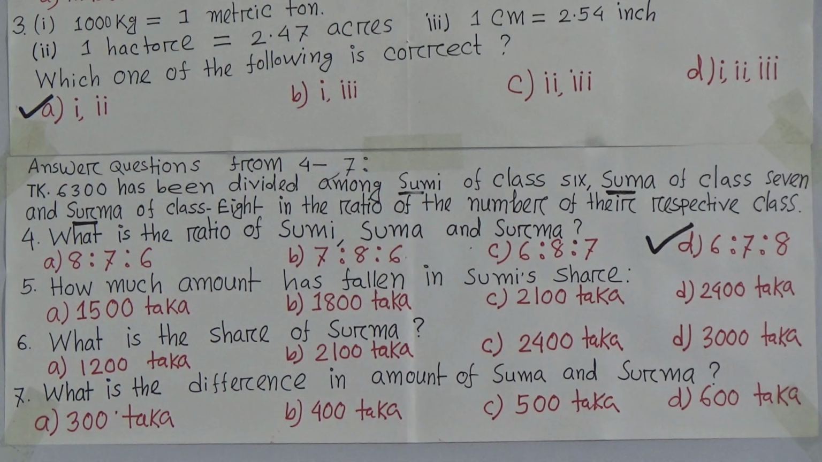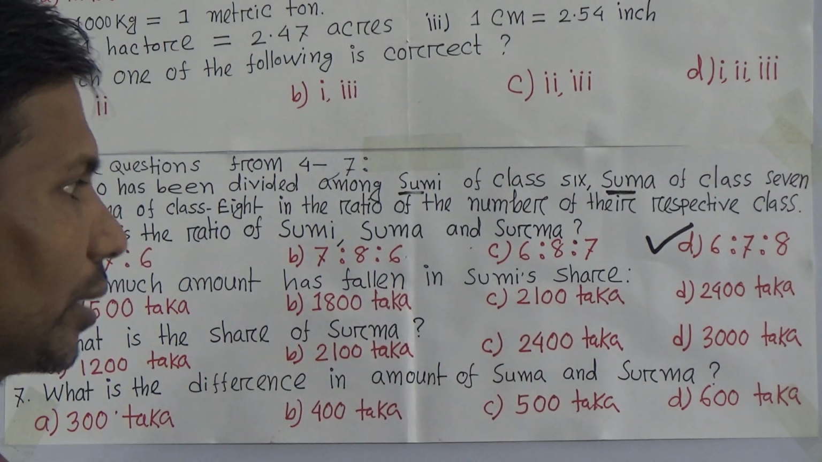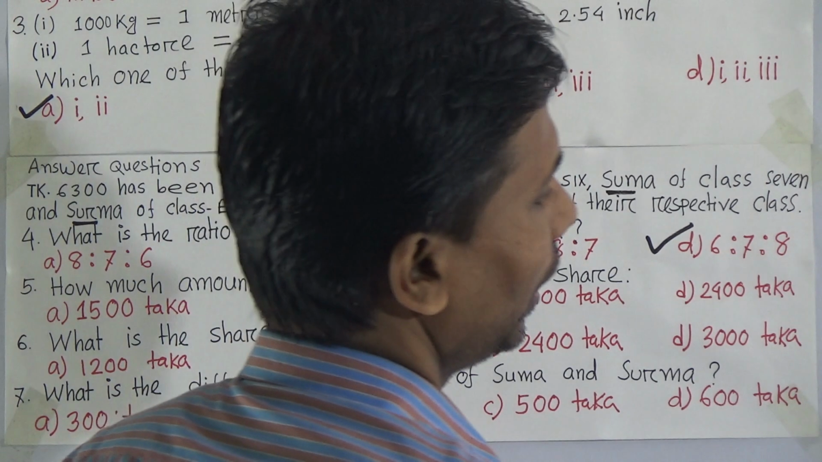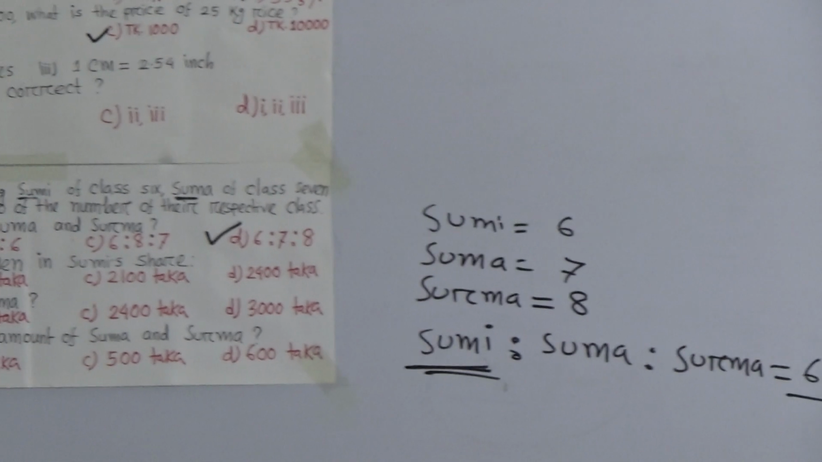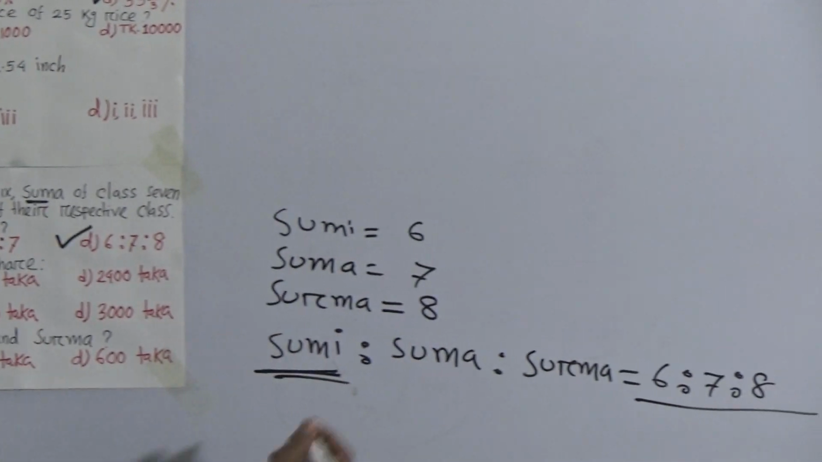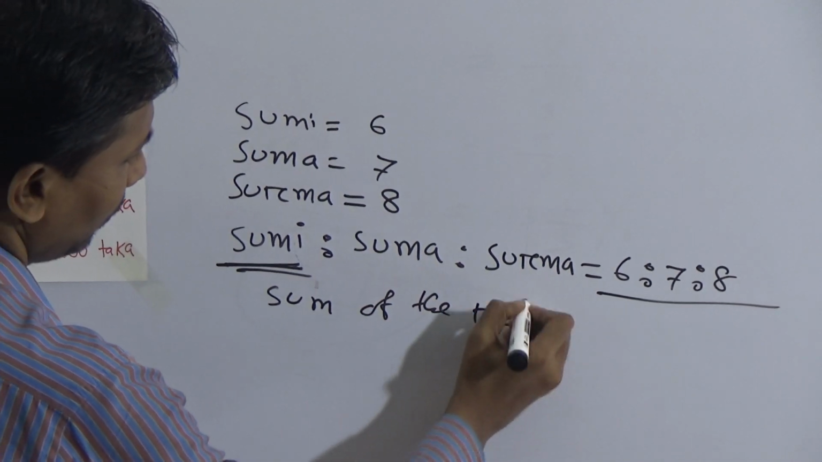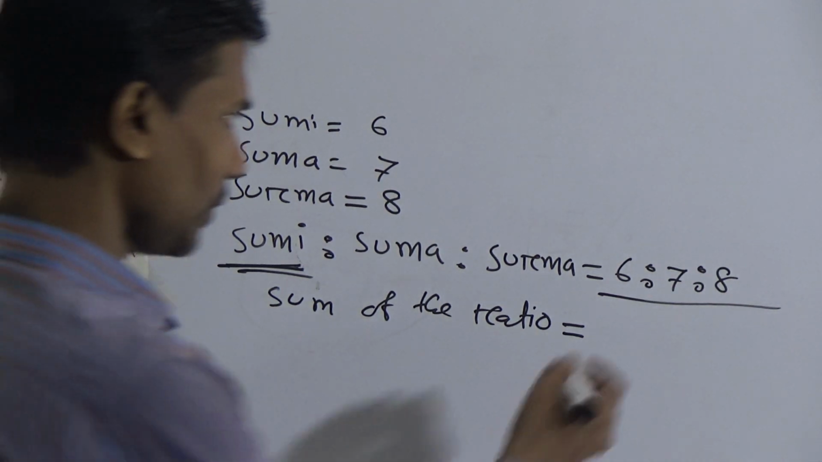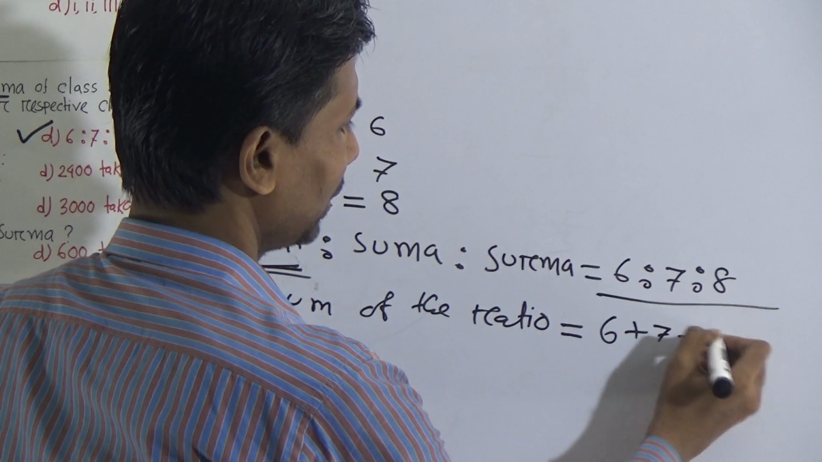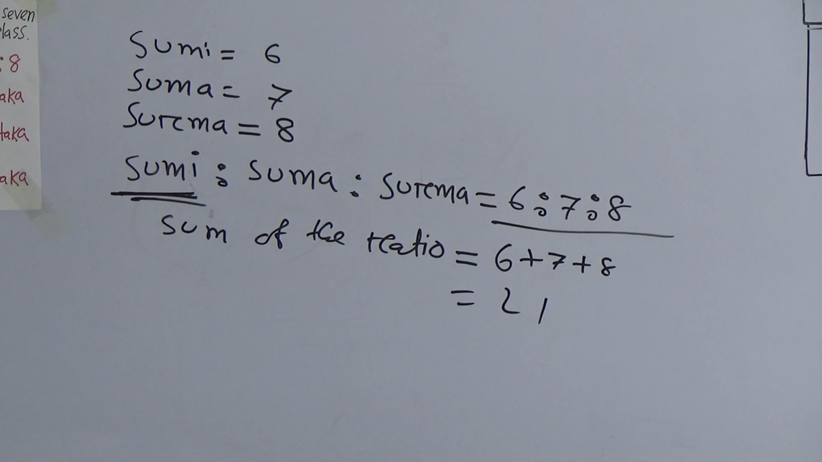Now question number 5. How much amount has fallen in Shumi's share? You see, this is Shumi's share. Shumi's share is 6. Dear student, what is the sum of the ratios? 6 plus 7 plus 8 is equal to 21. Dear students, the sum of the ratios is 21.